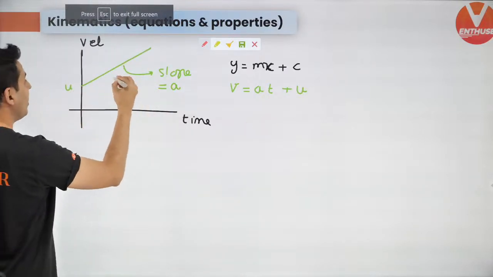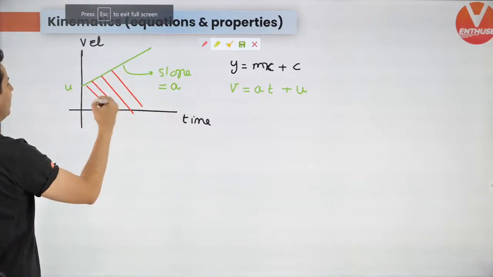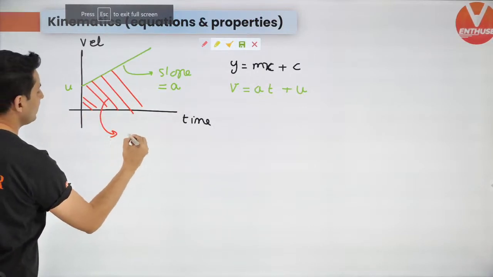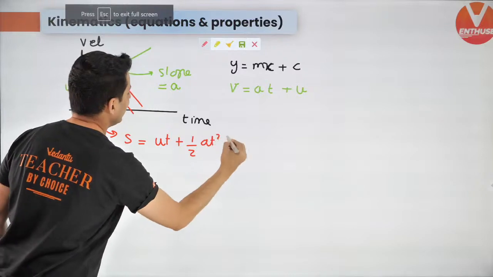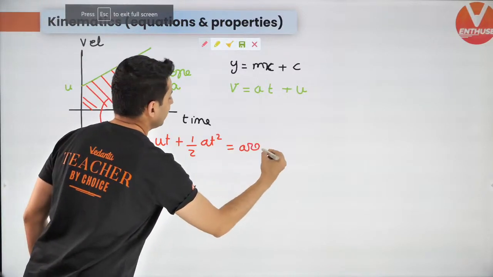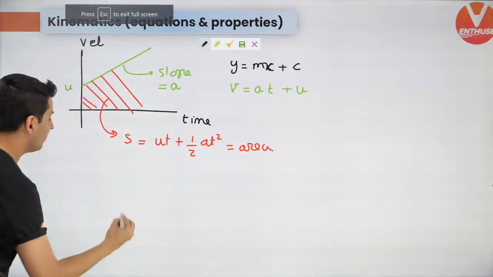Now, the next is obviously the area. The area under these graphs is going to be displacement, and that is ut plus half at square, which is the area of that graph. And then you have the third equation.